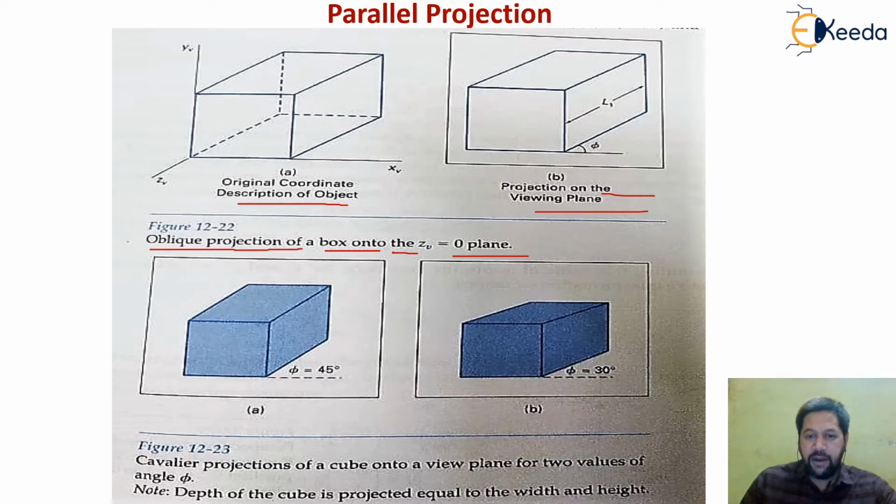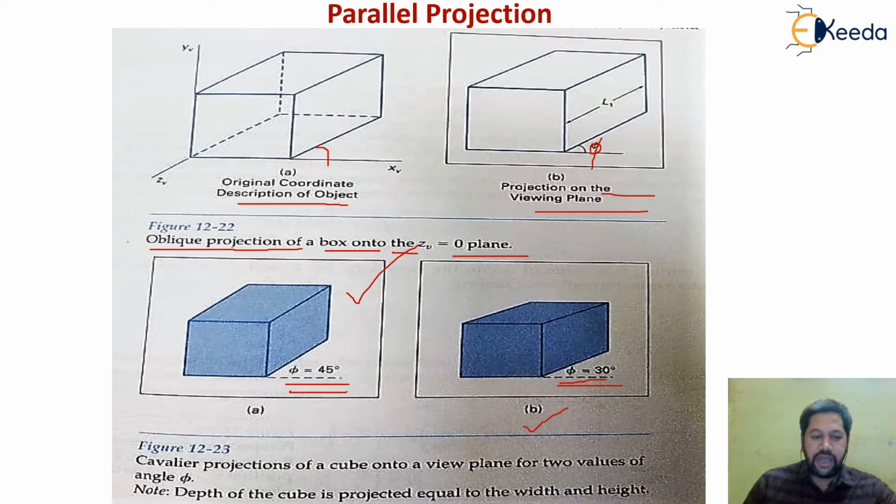This is my angle phi, which will be displayed here. This angle phi may be changed accordingly. If phi is equal to 45 degrees, I will get this particular object. If I say phi is equal to only 30 degrees, my view will display diagram B for the same object.